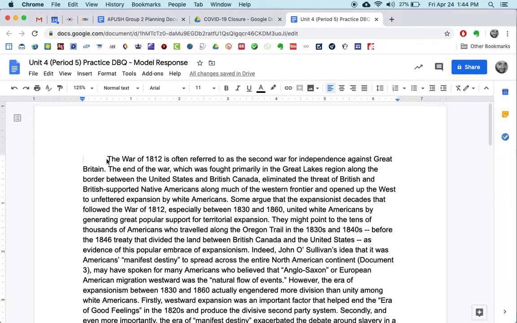Quick-ish model response to this week's DBQ that will hopefully help you to reflect on your own performance on this DBQ and get you closer and closer to being able to rock it in May when you take the modified version of the AP exam.